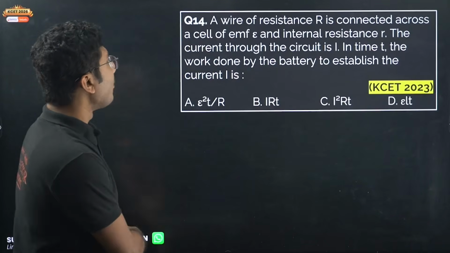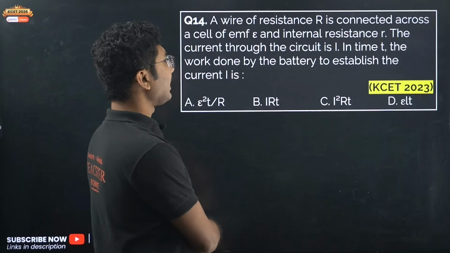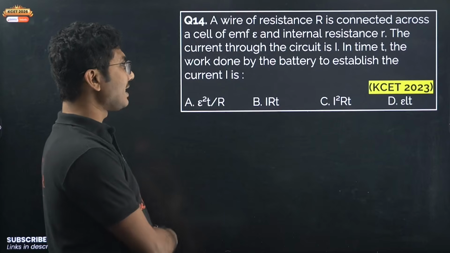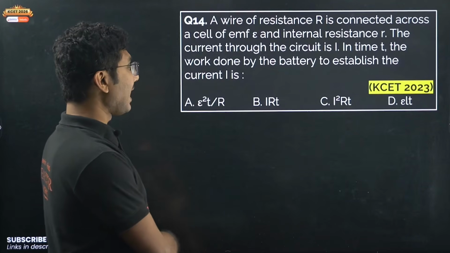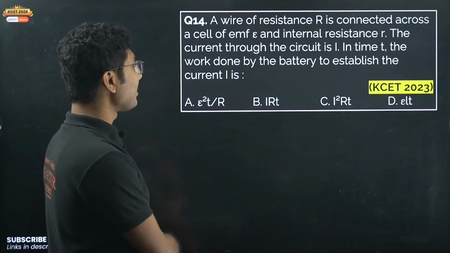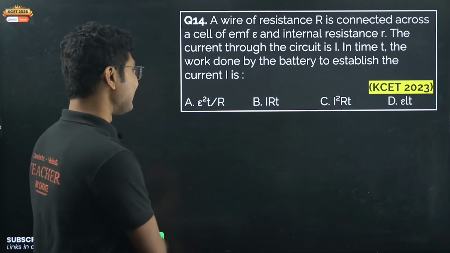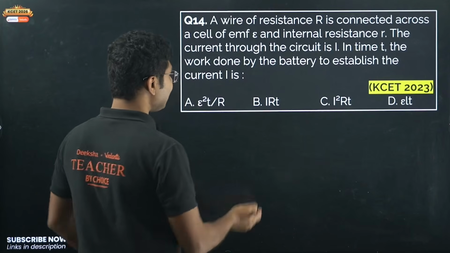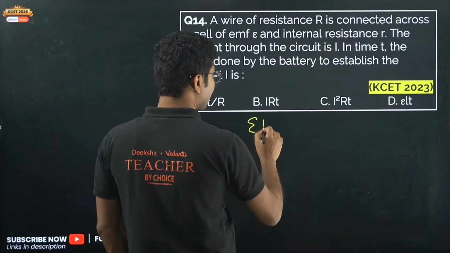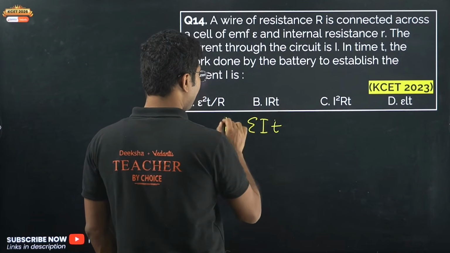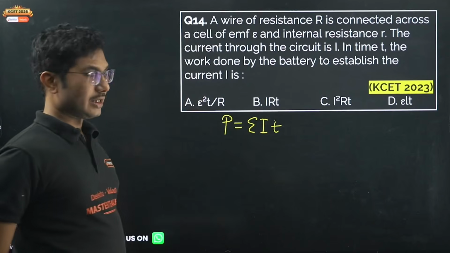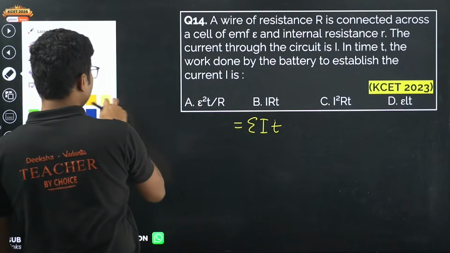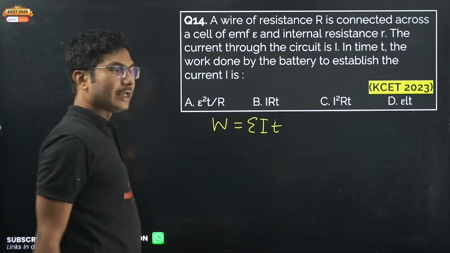Next question, a wire of resistance capital R is connected across a cell of EMF epsilon and internal resistance r. The current through the circuit is I. In time t, the work done by the battery to establish the current I is. So what is the work done by the battery to establish the current? It is simple. The EMF of the battery, the current into time. Okay, this is the power, and this is also the work done. Power is epsilon into I, the battery's power is epsilon into I, and the work done is basically given by epsilon I into t.